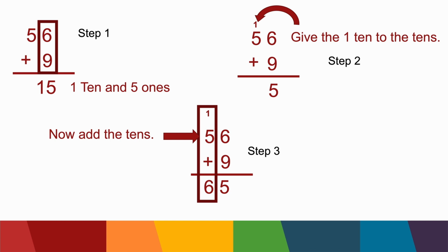This problem is 56 plus 9. Step 1, we add the ones column. 6 plus 9 equals 15. 15 is 1 ten and 5 ones. Step 2, we give the 1 ten to the tens column. We carry it over. We bring down the 5. Step 3, now we add the tens column. 1 plus 5 equals 6. 56 plus 9 equals 65.